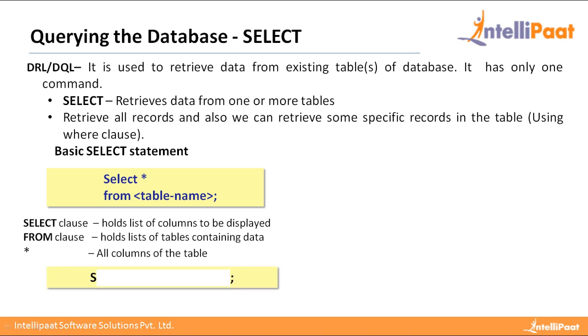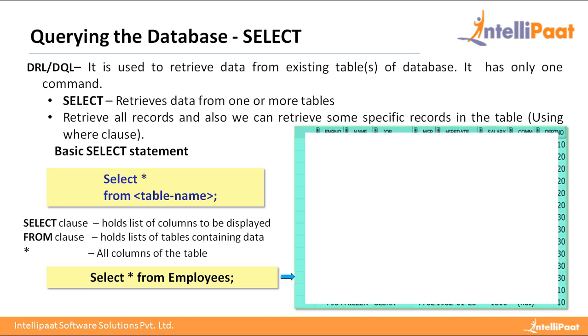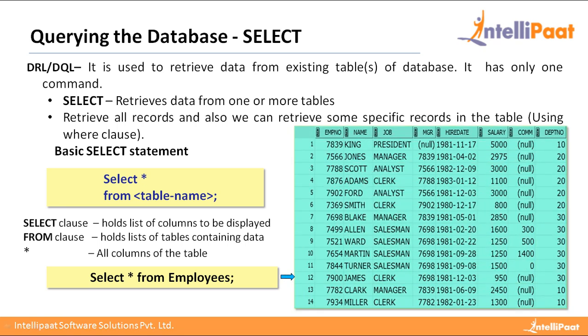Now, what is the basic example I have? How do I write it? Supposing I am having an employee table. Whenever I want to see the complete information present in the table, the query or command I would give is select star from employees. Then it will list all the employees present, with the columns such as employee number, name, job, and the rest. Here a total of 8 columns are present with 14 records.